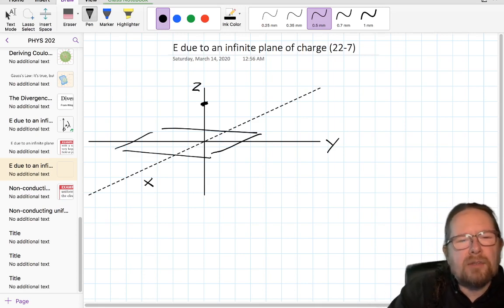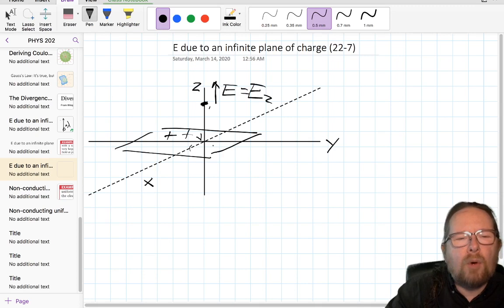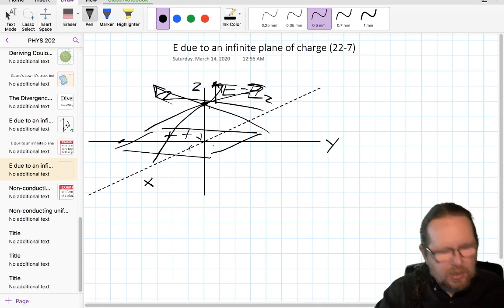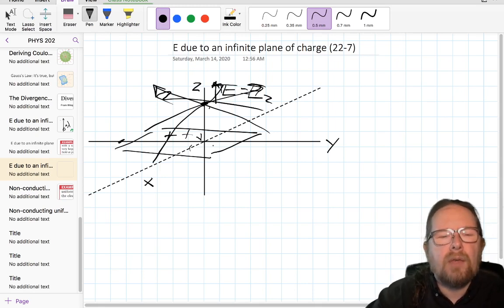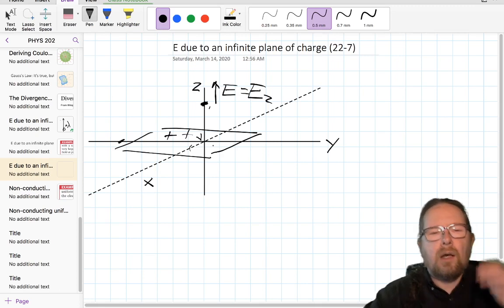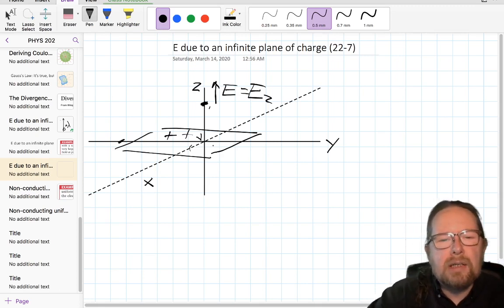What does symmetry tell us about the electric field here? Well, first of all, it tells us that the electric field will be in the z direction. If this is all positive charge, it's all going to push away. Any push in this direction is going to be canceled out by a push in the opposite direction. Any horizontal points on the xy plane are going to have their electric field canceled out by a point on the opposite side. So we know that the electric field will be in the z direction.